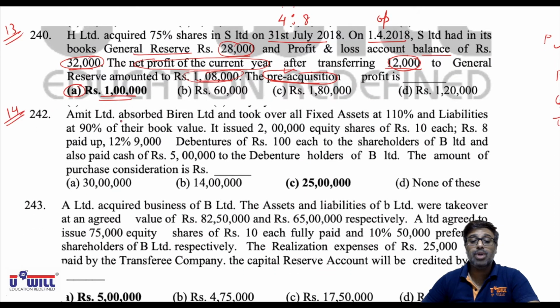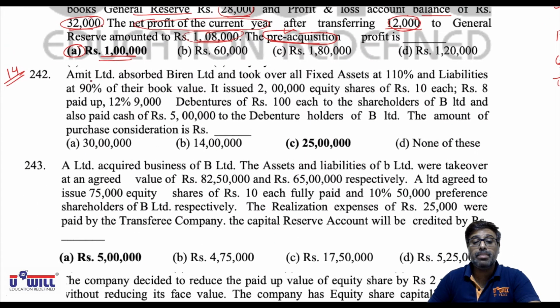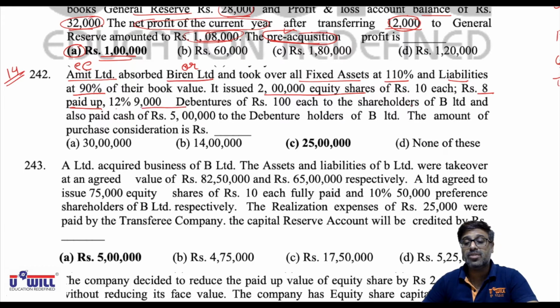Amit Limited absorbed Biren Limited. Now Amit absorbed Biren means Biren is going into liquidation, that is transferor company. Amit is acquiring, that is transferee company, and took over all fixed assets at 110% and liabilities at 90% of their book values. It issued 2 lakh equity shares of 10 each, 8 paid up, and 12% 9,000 debentures of 100 each to the shareholders of B Limited, and also paid cash of 5 lakhs to the debenture holders of B Limited, and the amount of purchase consideration is.